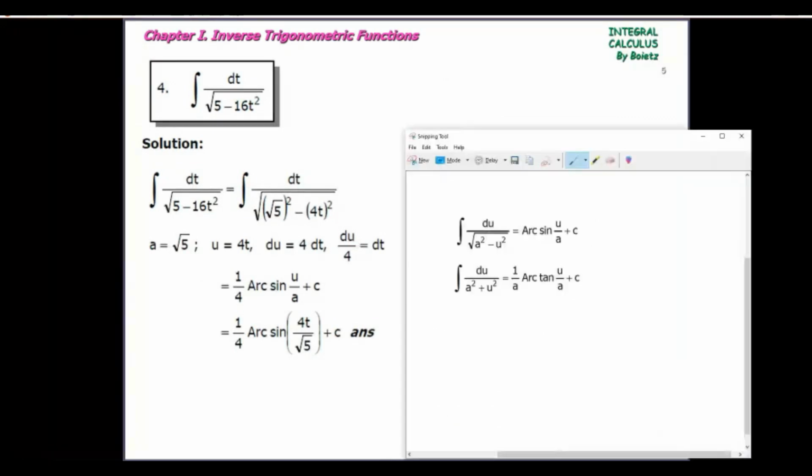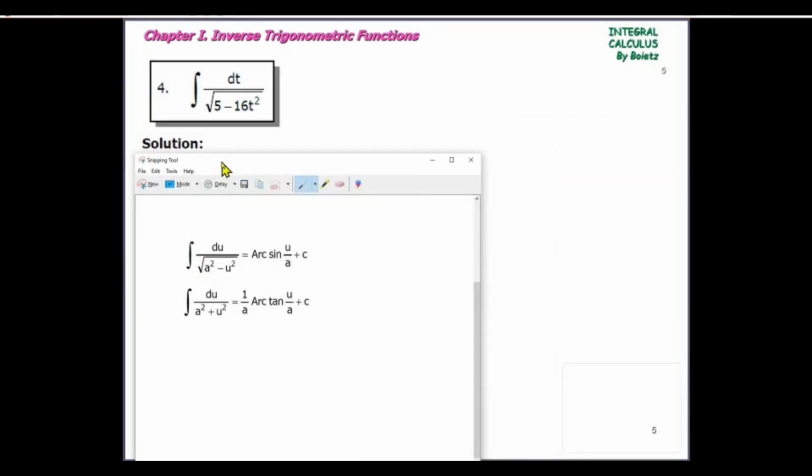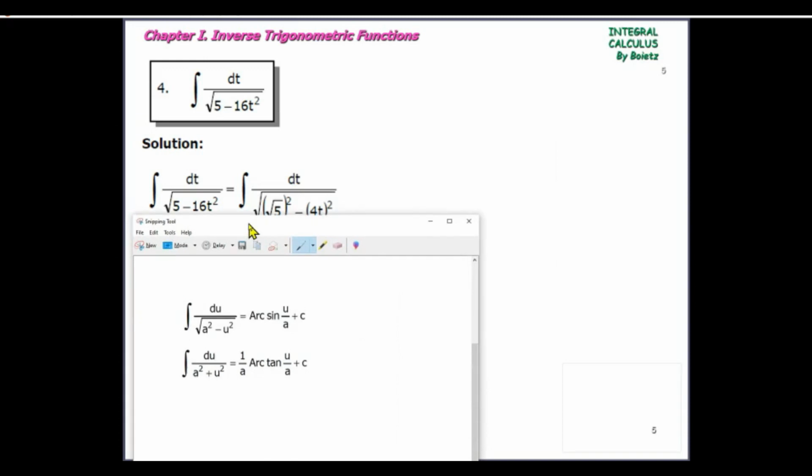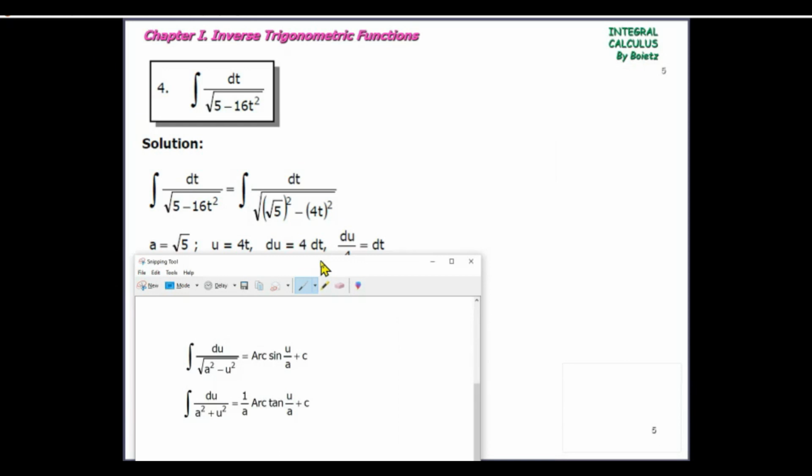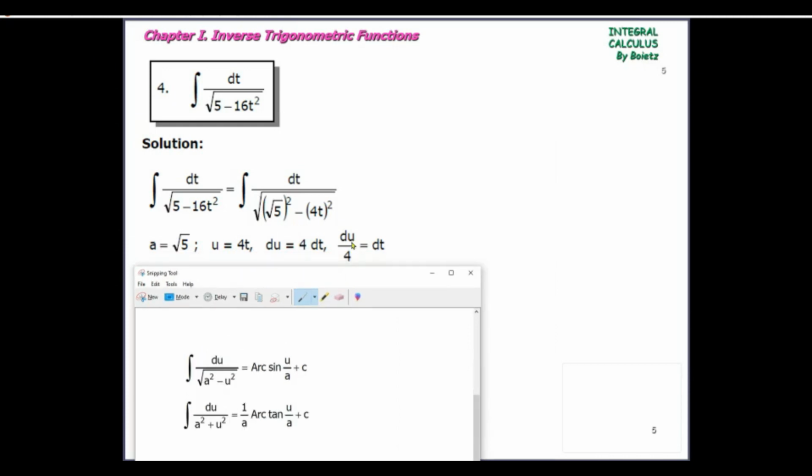Then number 4, here they used t. Again, this falls under this formula, since there is a radical sign. So again, take the square root of 5, which is the square root of 5 squared. Then for 16t squared, take the square root, which is 4t. Therefore, here your a is equal to the square root of 5, your u is equal to 4t. Take the derivative of u, so du is equal to 4 dt. Therefore, dt is equal to du over 4.